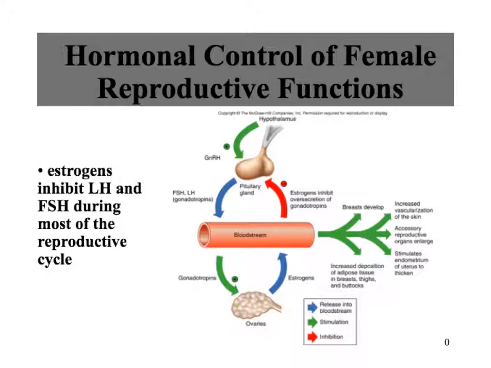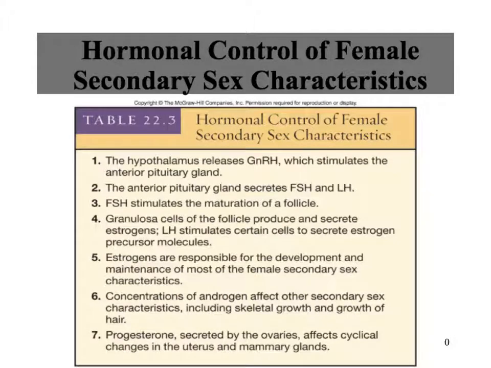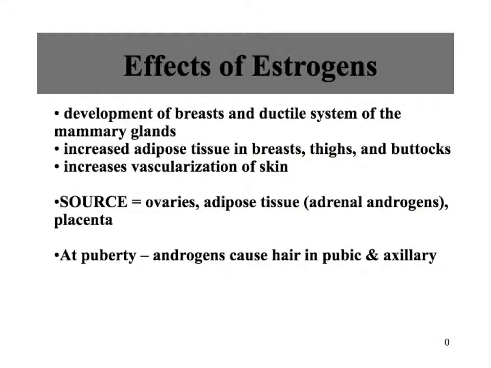We see a little bit of negative feedback play a role here. Estrogens inhibit oversecretion of gonadotropins, and this again occurs through most of the reproductive cycle. Here's another summary table for secondary sex characteristics and the effect of that gonadotropin-releasing hormone. So we note that estrogens are very powerful hormones, developing breast tissue and the ductal systems of the mammary glands for delivery.